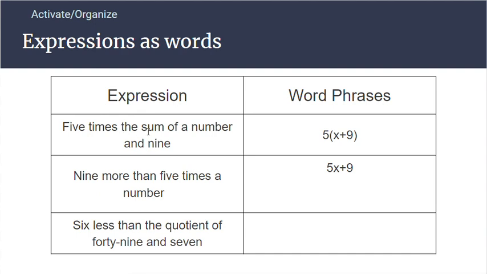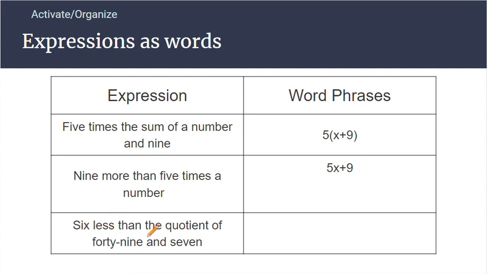If I say 5 times the sum of a number and 9, we have to find that sum first, and because it says 5 times the sum, we have to put that in parentheses, because otherwise the addition wouldn't get done until afterwards. That's why it's different than the one right below it. It says 9 more than 5 times a number. So that would be 5 times a number, and then 9 more would be adding to it.